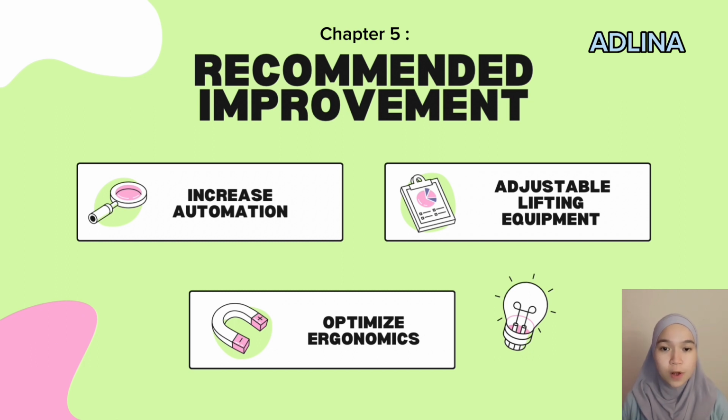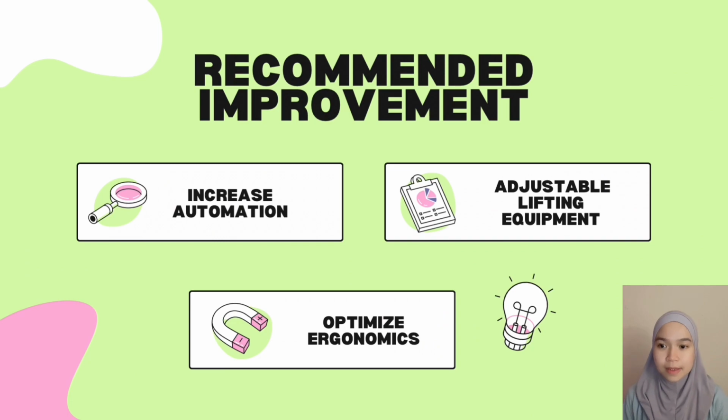From the data collected, here are a few recommendations to improve the material handling of lifting fresh fruit bunches in the palm oil industry. First is to increase automation. Second is to use adjustable lifting equipment. Lastly is to optimize ergonomics.